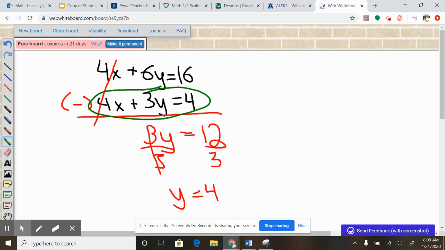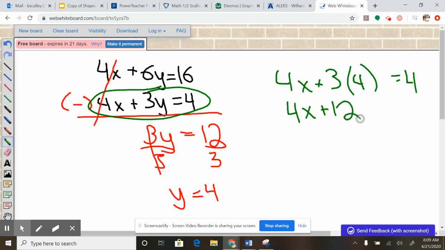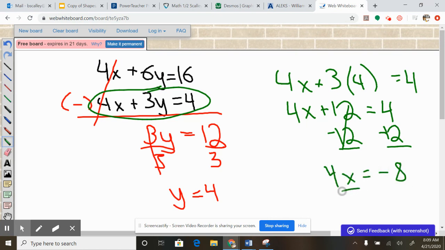And so that would be 4x plus 3, not 3y. Now that I know y is 4, I'm plugging in 4 equals 4, which would be 4x plus 12 equals 4. Subtract 12 on both sides. You get that 4x is negative 8. Divide by 4, and you figure out that x is negative 2.